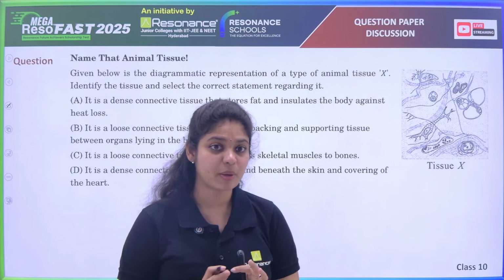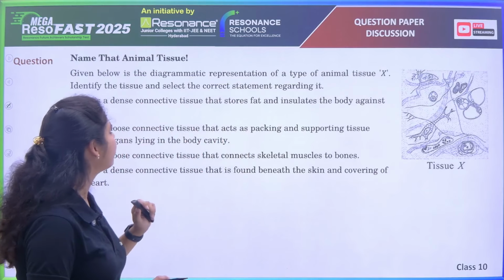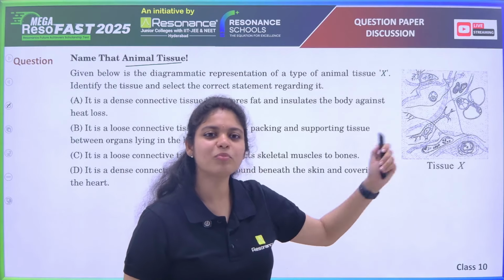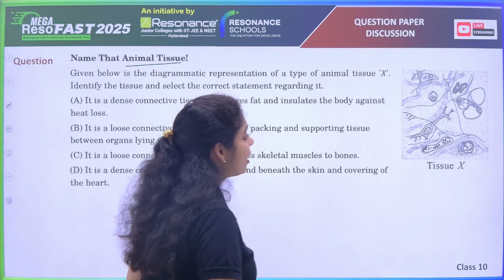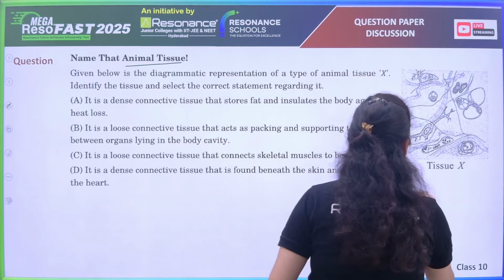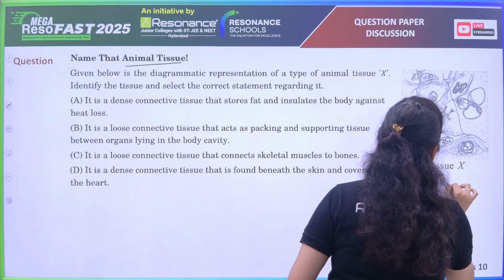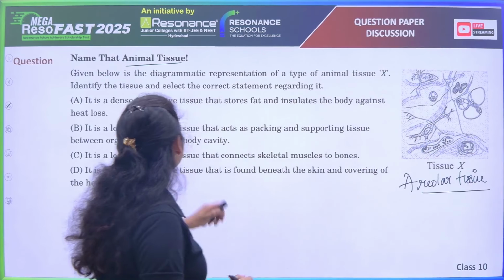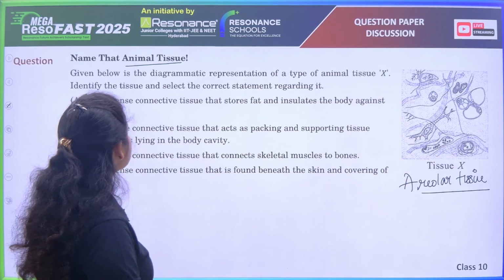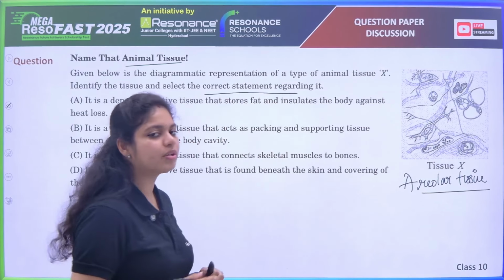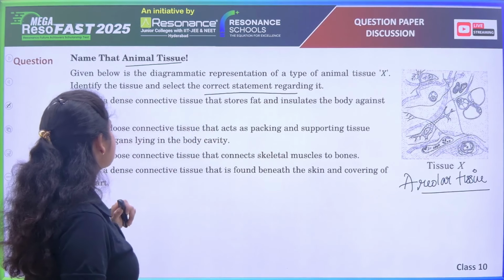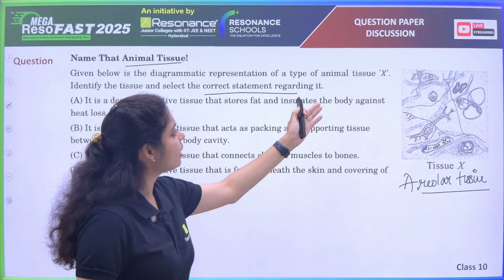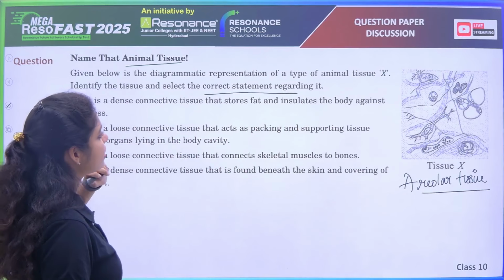Moving on to the next question, we have been given a diagram over here. This is an animal tissue. Let us first identify the diagram. This diagram is nothing but an areolar tissue. Now let us analyze the options. They are asking which one is the correct statement regarding this. First option says it is a dense connective tissue that stores fat and insulates the body against the heat loss.